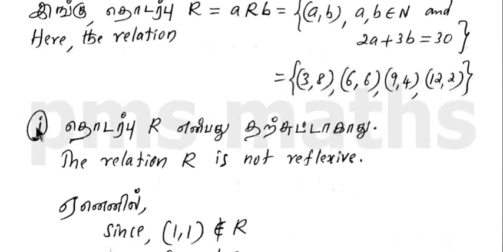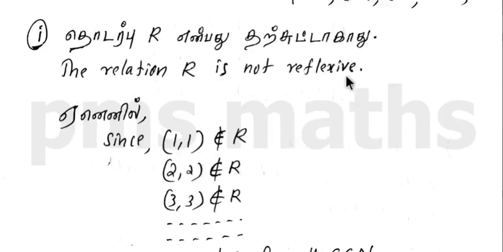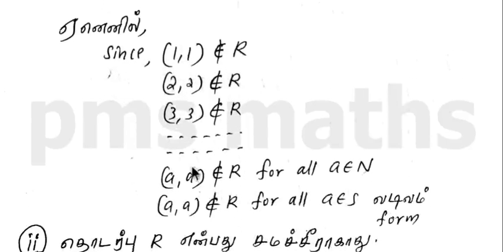Then first one. The relation R is not reflexive. The reason is here (1, 1) does not belong to R, (2, 2) does not belong to R, (3, 3) does not belong to R, etcetera. Generally, (a, a) does not belong to R for all a belongs to N. Here N is the set of all natural numbers. The first natural number is 1. So 1, 2, 3: (1, 1), (2, 2), (3, 3), (4, 4). Generally we can say (a, a) does not belong to R for all a belongs to N.